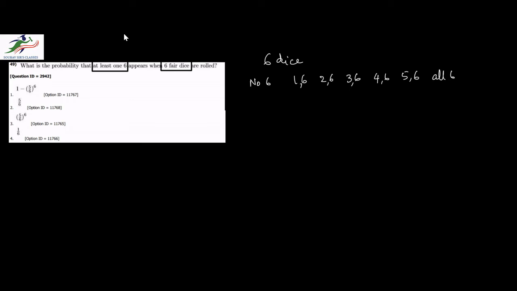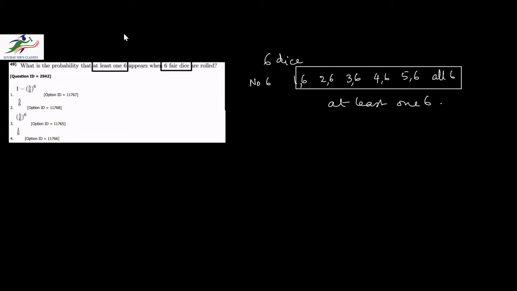So at least 1 six means 1, 2, 3, 4, 5 or all sixes. So this is the total probability of at least 1 six. We know that the probability of all possible events is 1, and from 1, if we subtract the probability of no 6 appearing, then we get the probability of at least 1 six.